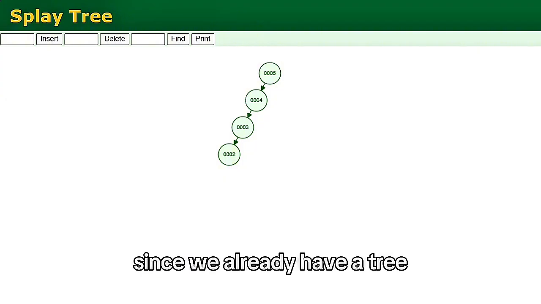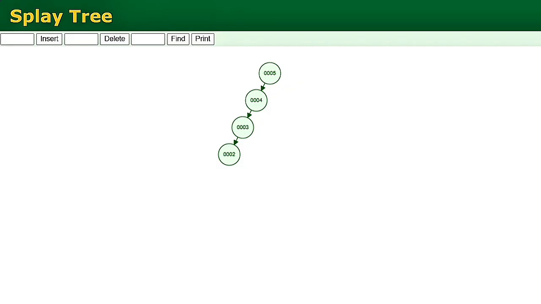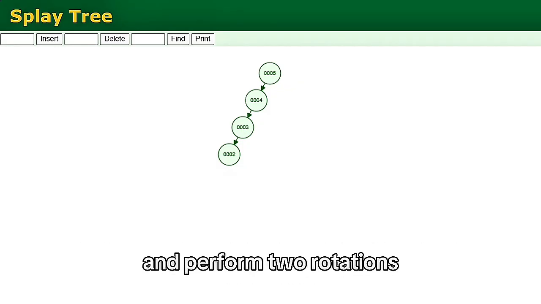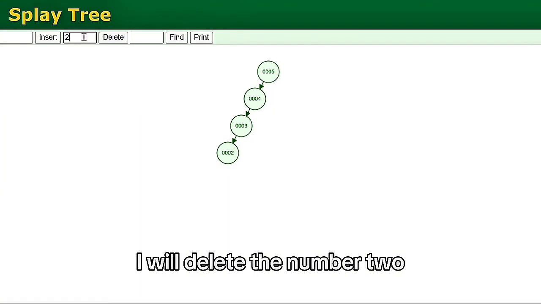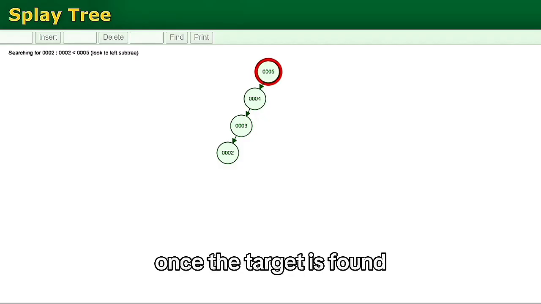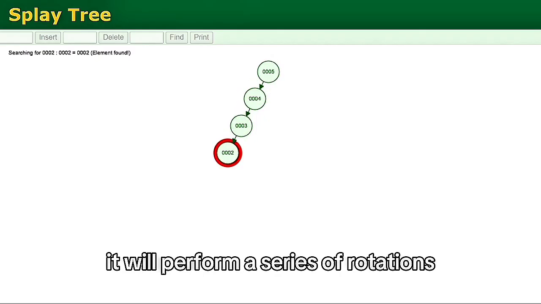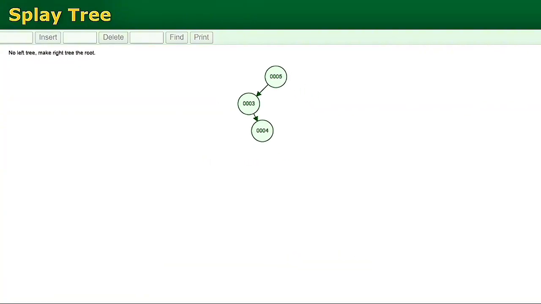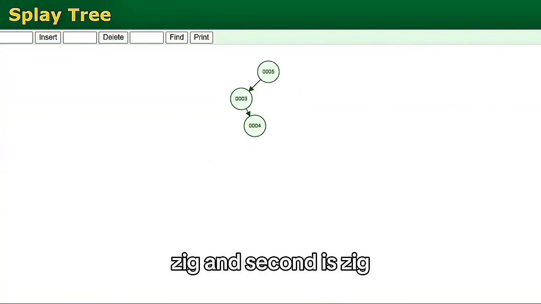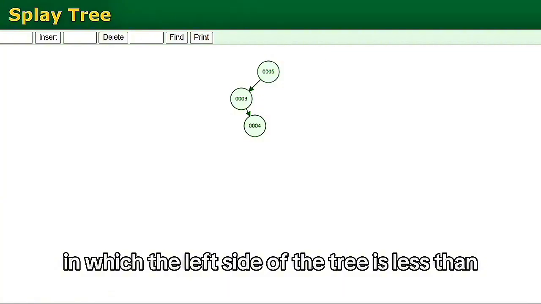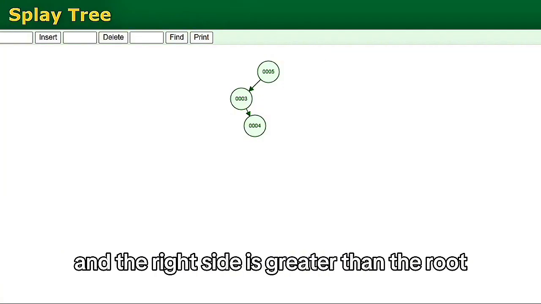Since we already have a tree, we will perform the deletion operation. Since the node and its parent are on the same side, it will perform the zig-zig rotation, which means two rotations. I will delete the number 2. First, we will look for the number 2. Once the target is found, it will perform a series of rotations to bring it to the top. The first rotation is zig-zig and the second is zig, because we should follow the BST rules in which the left side of the tree is less than the root and the right side is greater than the root.